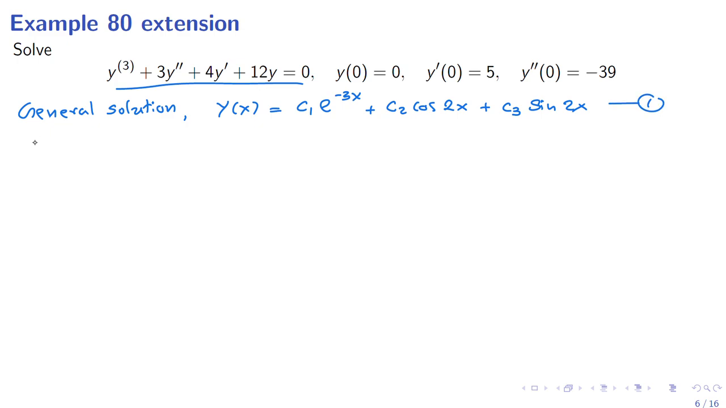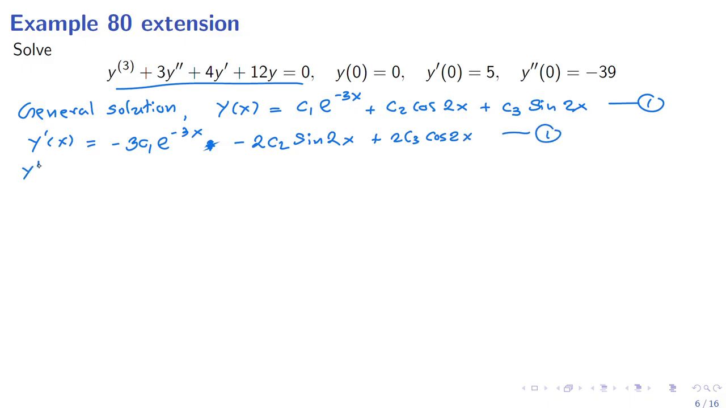Let me call this one y prime of x, which is the first derivative of this equation. That is minus 3c1 e to the minus 3x. The second term will get a minus sign, so minus 2c2 sine of 2x. The third term is 2c3 cosine of 2x. That's the first derivative.